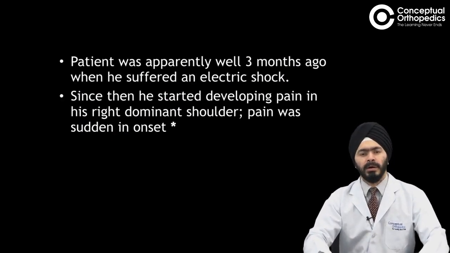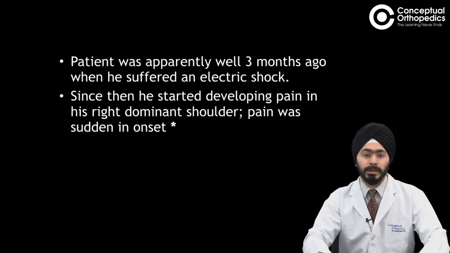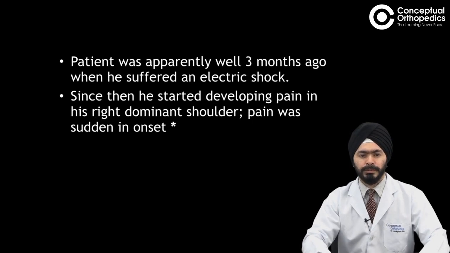In case the examiner wants you to present your history, this is the way you should go about presenting your history. The patient was apparently well 3 months ago when he suffered an electric shock. So remember, these patients with posterior dislocation of shoulder usually can give a history of electric shock, a major road traffic accident, or a history of seizures or epilepsy. So these history findings should alert you to think about a diagnosis of posterior dislocation of shoulder.